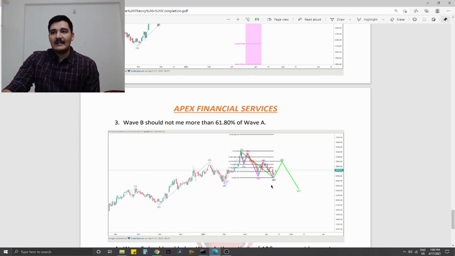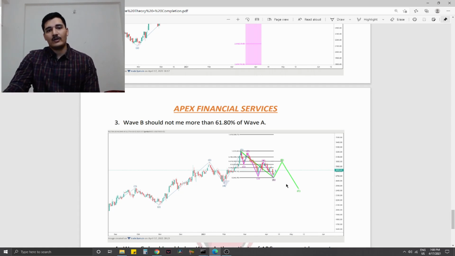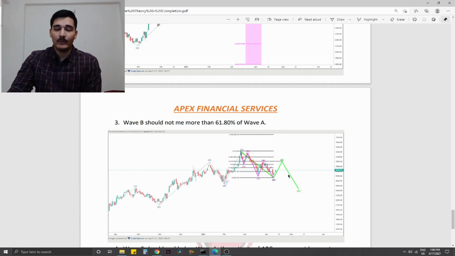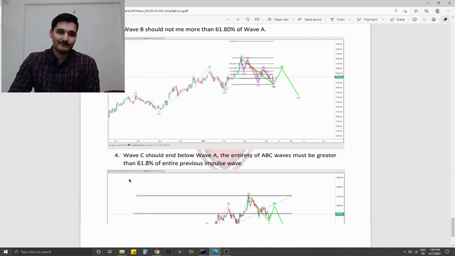Now that would be the ideal B leg, which is in the opposite direction of the wave A, of course, and it is also meeting the regulation stating that it is not being greater than 61.8% of the entire wave A. Then we move on to the simplest rule set, which is the wave C, which only states that the last wave should close well under the wave A lowest point.